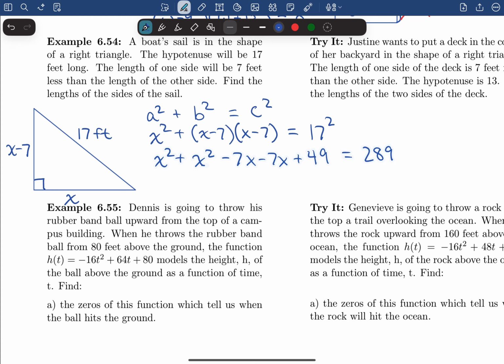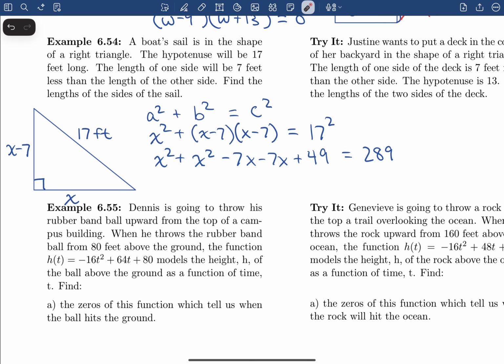And then I get to this point. By the way, what did I just do here? I just multiplied x times x to get x squared. X times negative 7 gives me negative 7x. Negative 7 times x gives me another negative 7x. And negative 7 times negative 7 gives me a positive 49. That's how I got this stuff. Great.